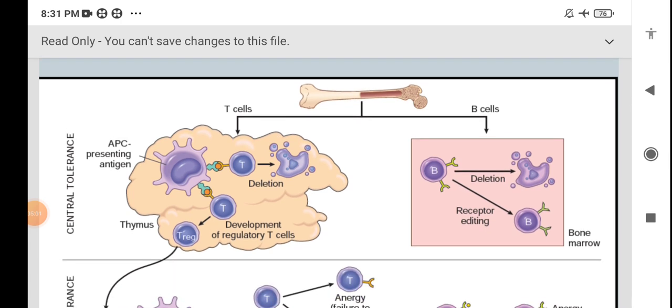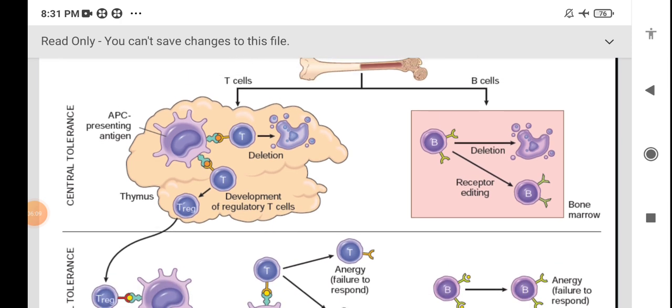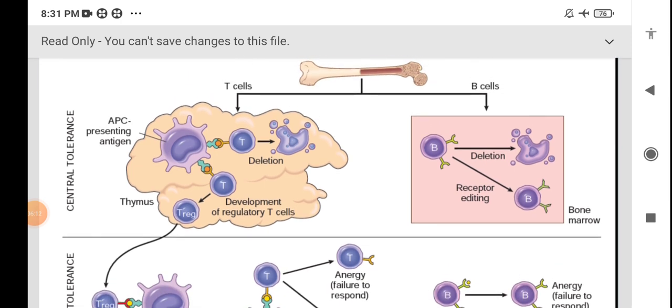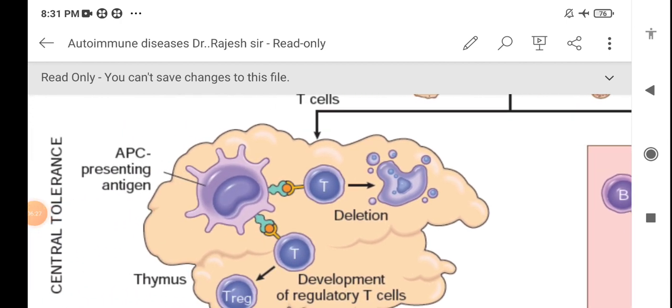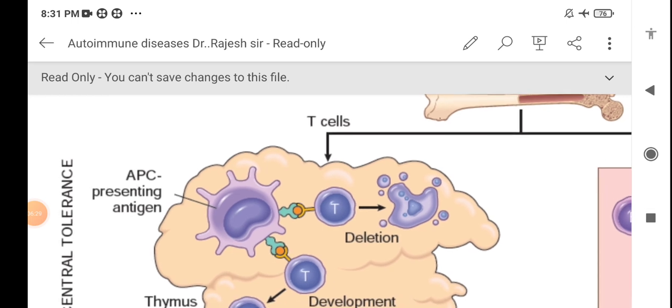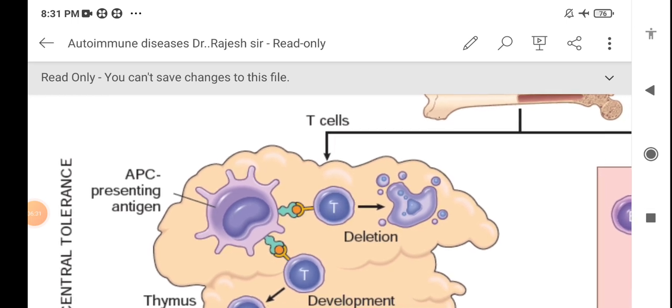Now this is the T cells and the B cells, the thymic derived and the bone marrow derived. The graphic schematic representation. Such representations are beautifully exhibited here, and you should know to put them on the answer sheets when such questions are asked in your university exams. The B cell, so the receptor editing, the deletion ones. Here the T cell, antigen presenting cell, APC presenting antigens.